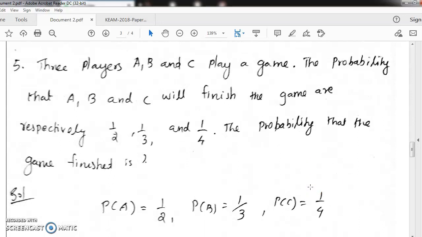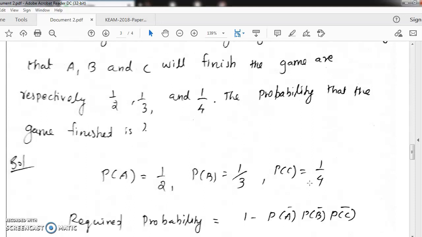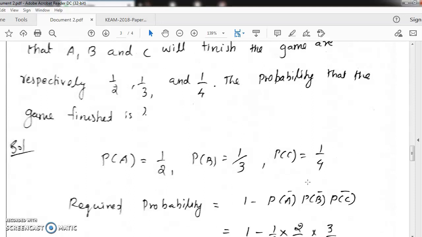The fifth problem is all about probability. Three players A, B, and C play a game. The probabilities that A, B, and C will finish the game are respectively 1 by 2, 1 by 3, and 1 by 4. The probability that the game is finished is... Okay, so this is very simple.